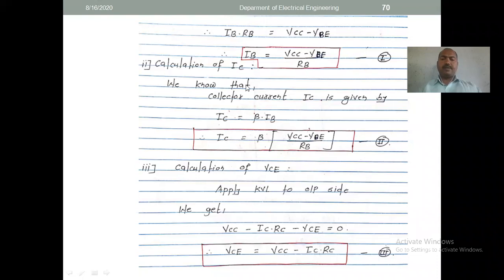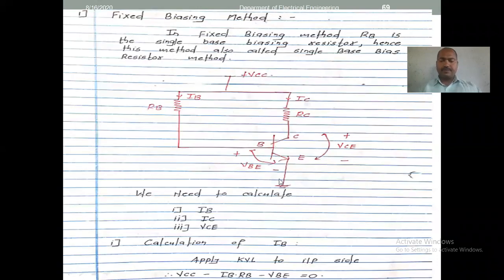We have calculated IB and IC. Now calculate VC. To calculate VC, it is on the output side. So to calculate VC, we apply the KVL at the output side. This is the output side.